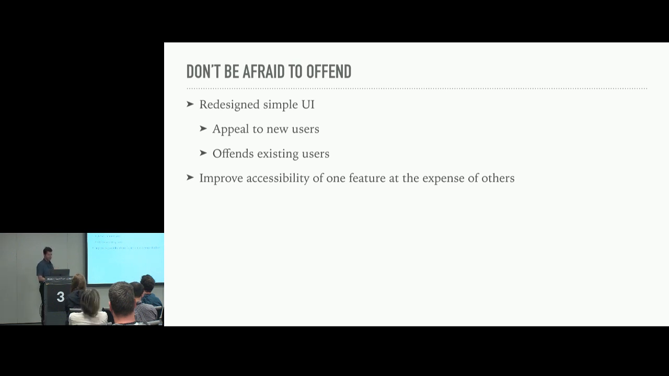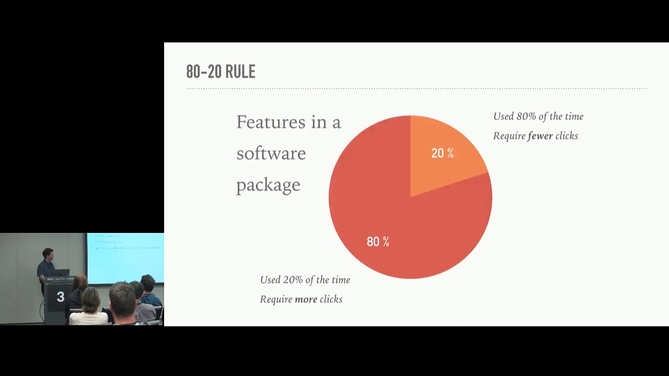Brings me to another point, which is when you're trying to improve one feature, that often comes at the expense of others. But how do you decide which ones you should improve? For that, we use something called the 80-20 rule. That's based on this observation that about 20% of the features are used about 80% of the time. So this isn't a hard rule. It's basically just a way of stating that there's a minority of features that are used most of the time.